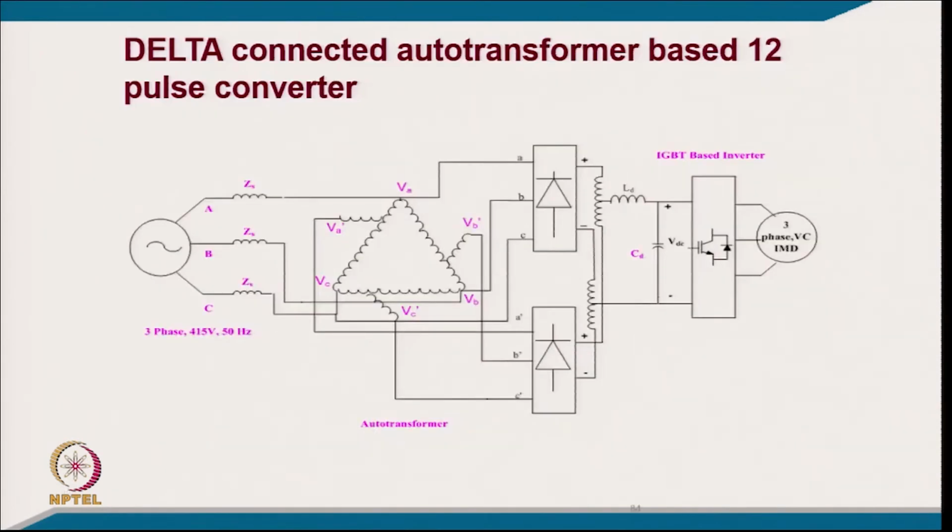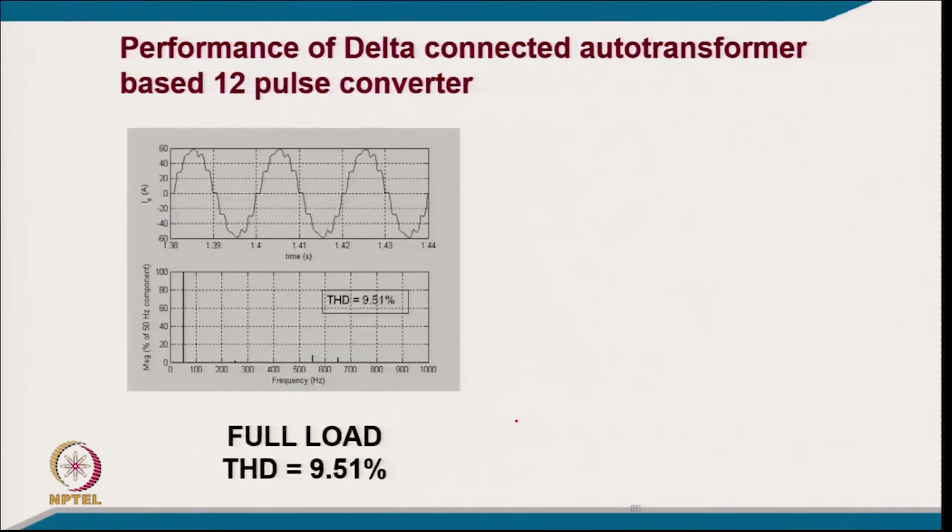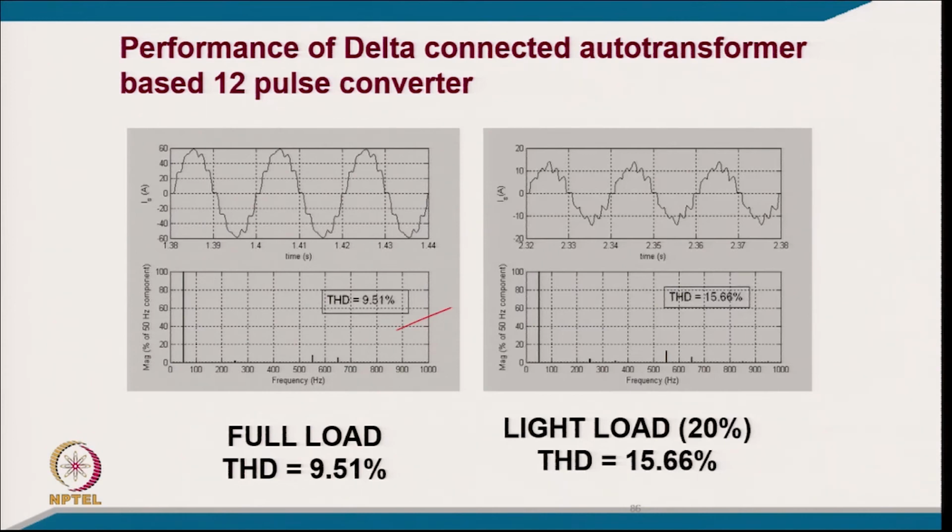This is another 12 pulse, we call it a delta connected 12 pulse with extended delta. So, one we have directly, another is plus 30 degrees, which we are getting for the second bridge, and then 2 bridges the same way, and this is the typical design of how we are designing for providing the phase shift of typically 30 degrees and getting K1, K2 constants and the output voltage. And then the performance of this again is less than 10% at full load, and at light load we are getting around 15% out of that. That is the ideal case.